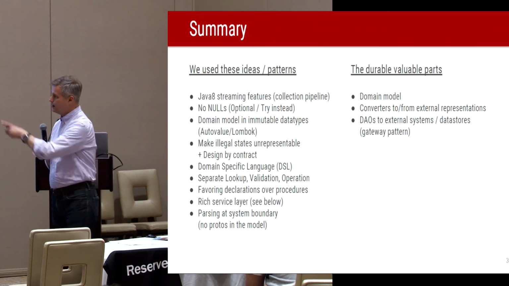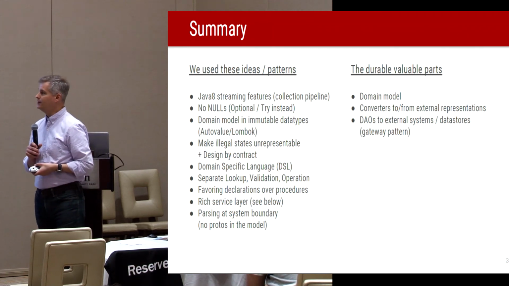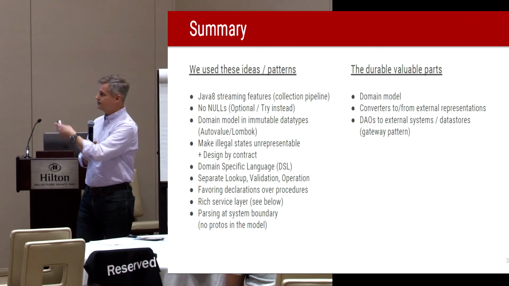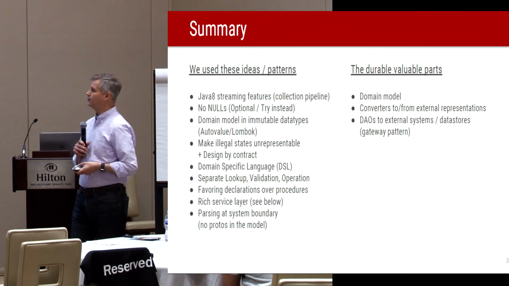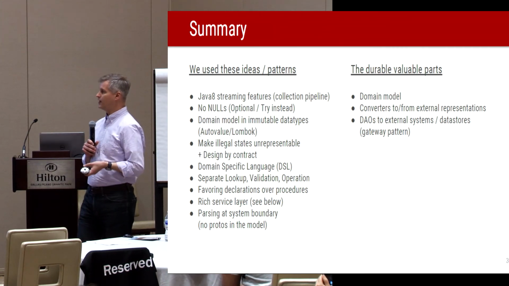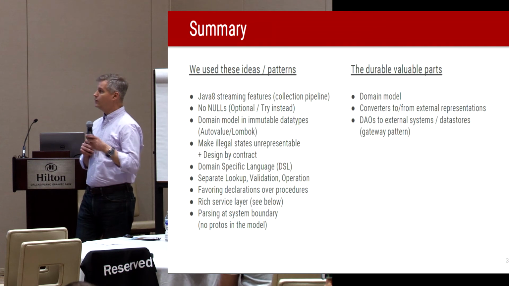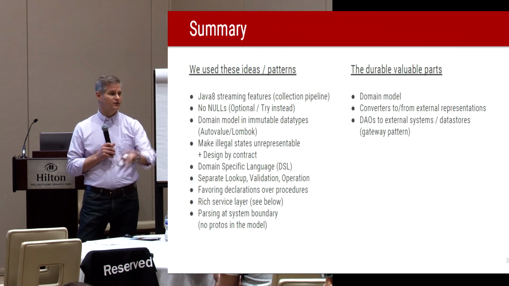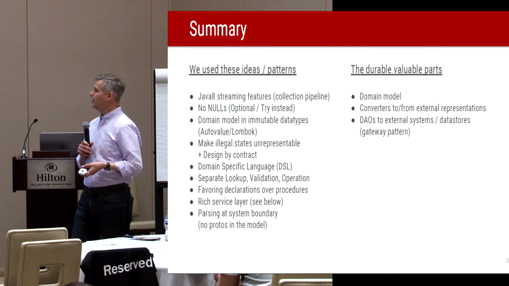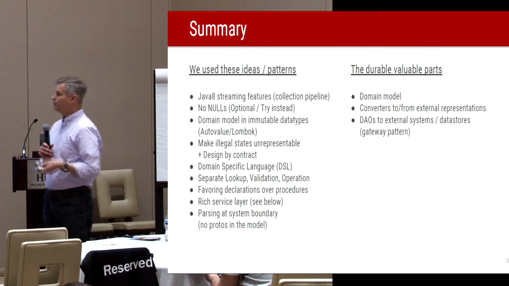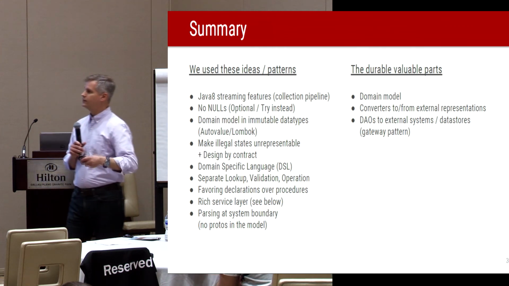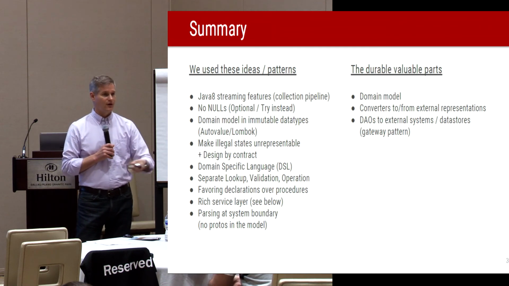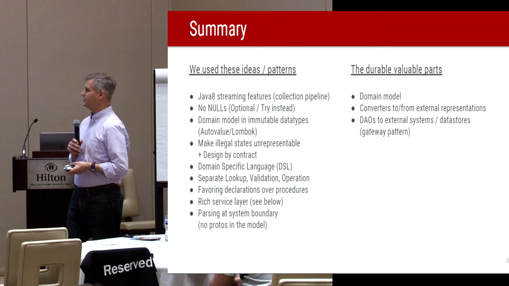So in summary, on the left-hand side, these are the set of patterns that we applied. We already saw these streaming features like that collection pipeline. We got rid of nulls and we used Optional and Tries instead. We used a domain model with immutable data types using AutoValue. You could also use Lombok. We didn't really get into this, but we were very strict about not creating illegal instances. We made it so that you couldn't represent illegal states.